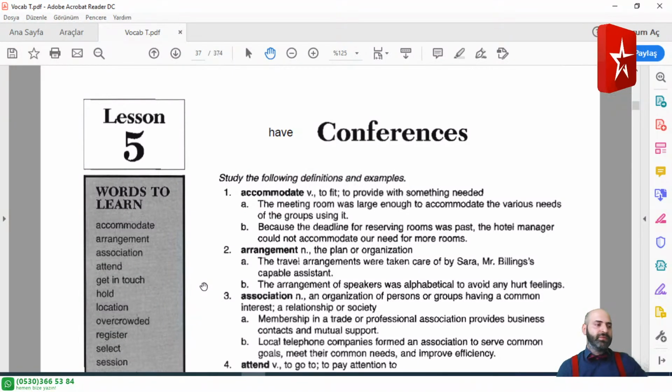Kadir, thank you. True, you are correct. So association, it's kind of same with society. When we have got two sentences, sentence A says, membership in a trade professional association provides business contacts and mutual support.